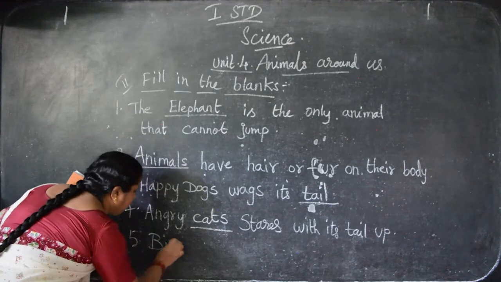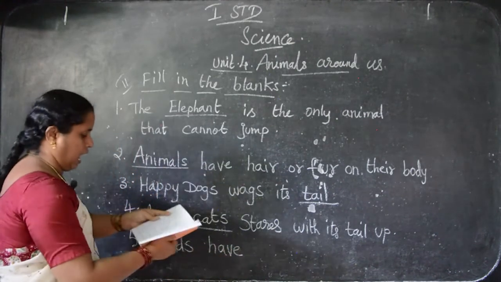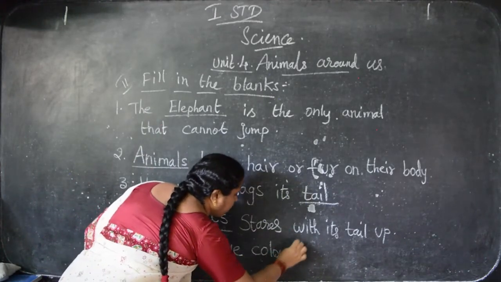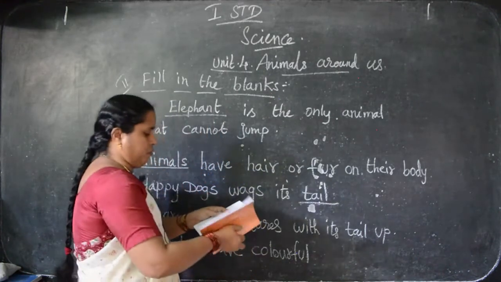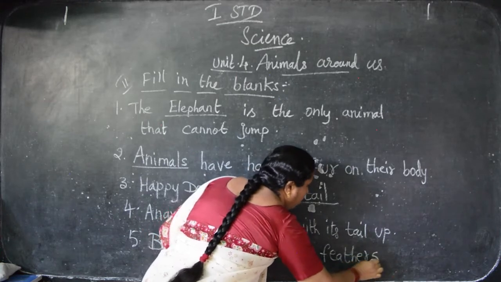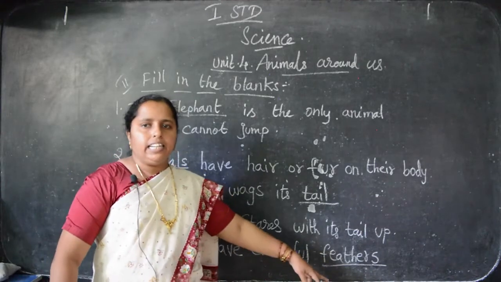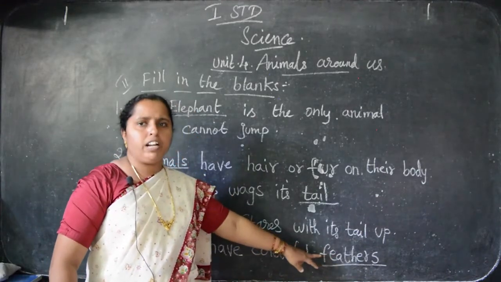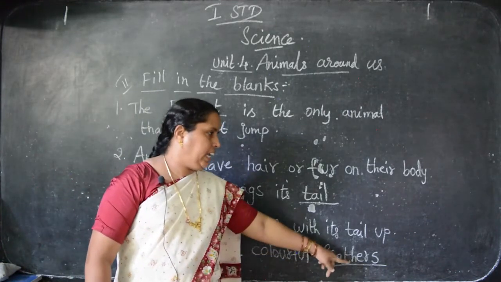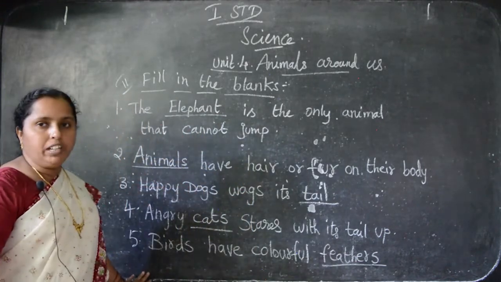Now, fifth one. Birds, B-I-R-D-S, birds have, H-A-V-E, have colorful, C-O-L-O-U-R, colour, F-U-L, colorful feathers, F-E-A-T-H-E-R-S, feathers. Birds have colorful dash. In the dash, you should write feathers. What spelling? F-E-A-T-H-E-R-S, feathers. Okay, children, have you all finished this one?